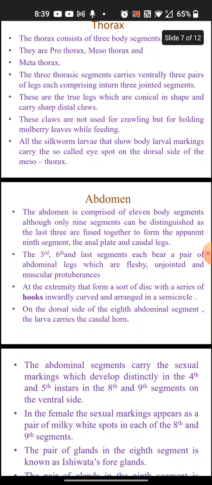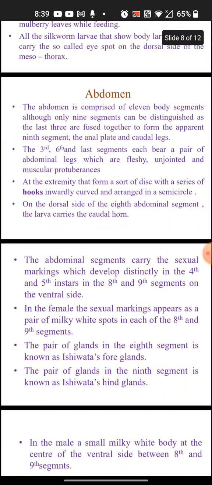Abdomen. The abdomen is comprised of 11 body segments, although only 9 segments can be distinguished as the last 3 are fused together to form the apparent 9th segment. The anal plate and caudal legs are present.